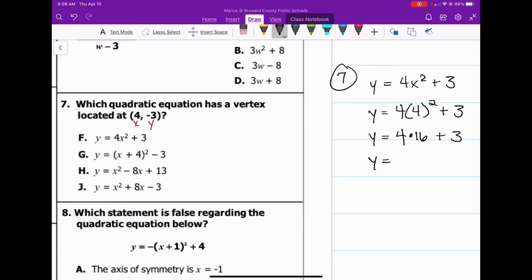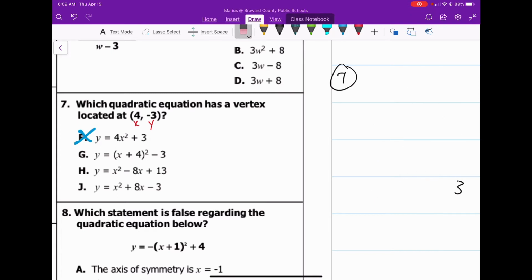4 times 16 is 64. And 64 plus 3 is not negative 3. So, because this is not equal to negative 3, that means that answer choice F is not an answer. So now, we'll try the next one.